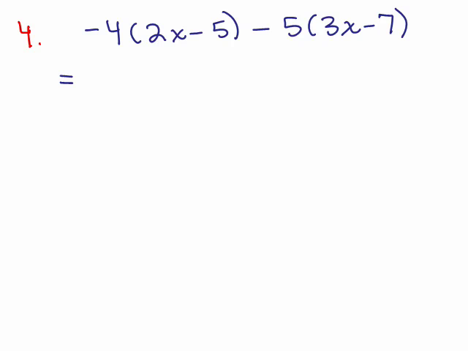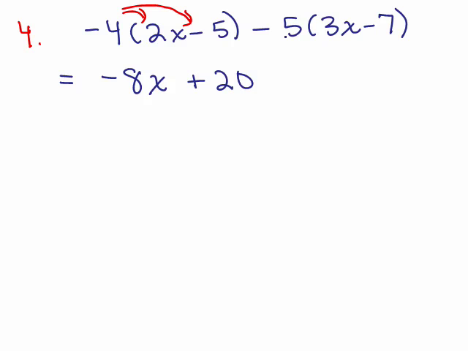Number 4, we have to do the distributive property in 2 places. The negative 4 times what's inside these parentheses, and the negative 5 times 3x minus 7. So we're going to do negative 4 times 2x. That'll be a negative 8x. And be careful here, you also have to distribute the negative 4 to the negative 5. So you have to think of that as negative 4 times negative 5 is plus 20.